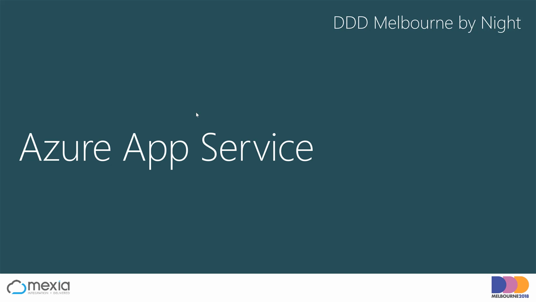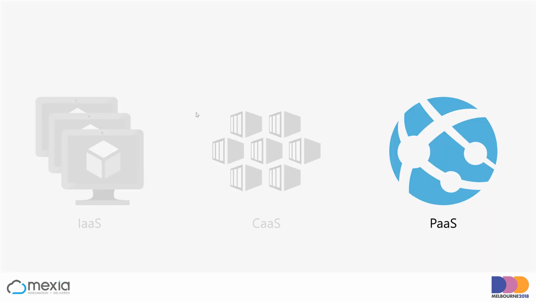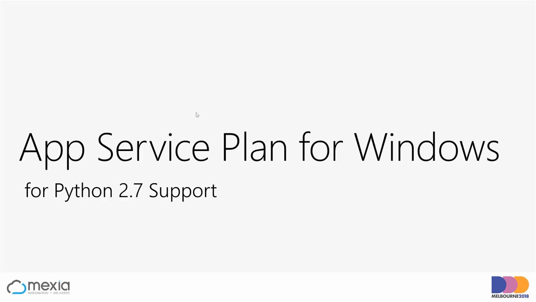Now, we are using Azure App Service here, all right? So this is all about the PaaS approach. Now, the RequestBin application uses Python 2.7, right? The Azure App Service plan comes with either Windows or Linux, but Python 2.7 is only supported in the Windows App Service plan. So bear this in mind. The code itself is the Python application, right?